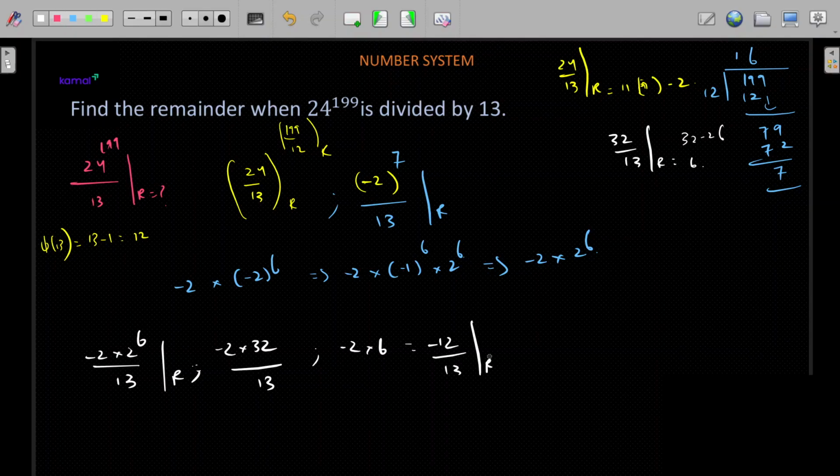Minus 12 by 13. My remainder is going to be what? It's going to be minus 12 itself, because minus 12 is less than 13, it can be directly my remainder. Since it is a negative remainder, to find the positive remainder I just need to add minus 12 with 13, which is plus 1, and that will be my answer. So 1 is my remainder. Okay, hope you understand this question also. Let's move to the next question.